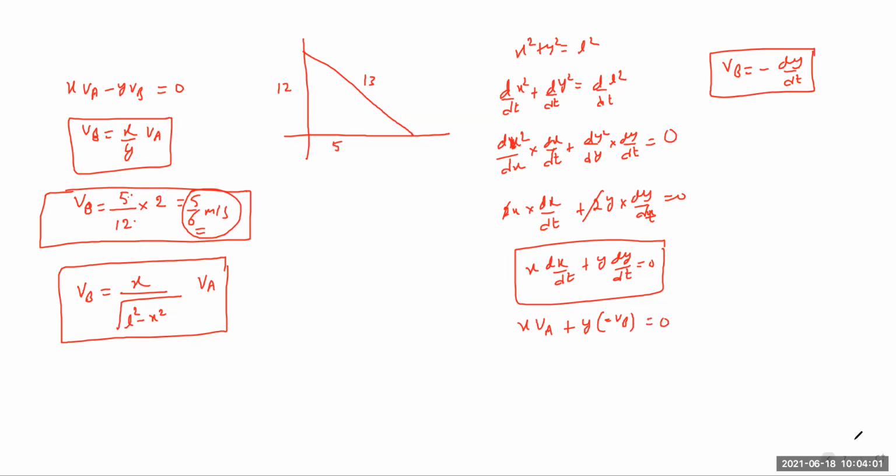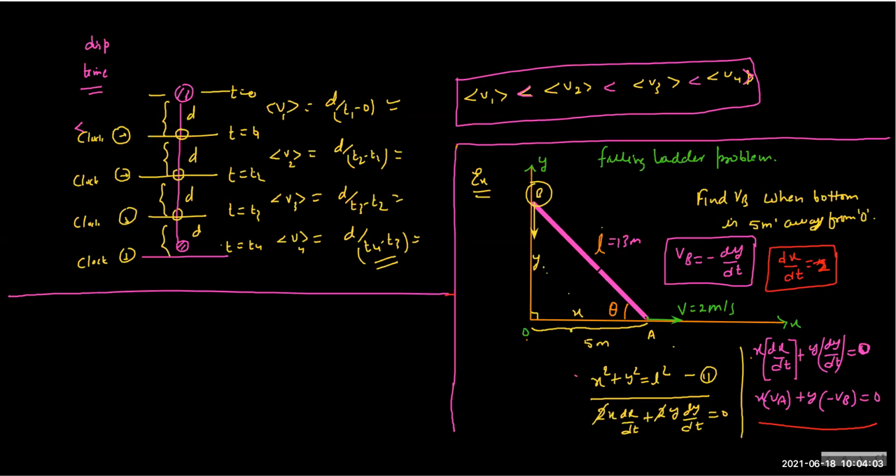Now in the same question, can you see the area under the rod and the x and y axes? How much is the area? In general, when the bottom is x away and the top is y away, what is the area of the triangle? Half xy. That's it.